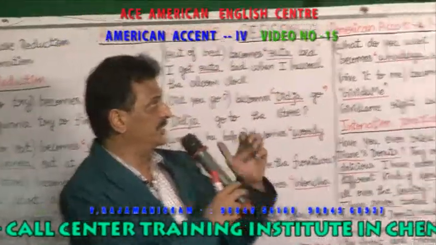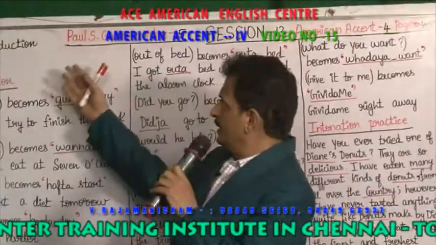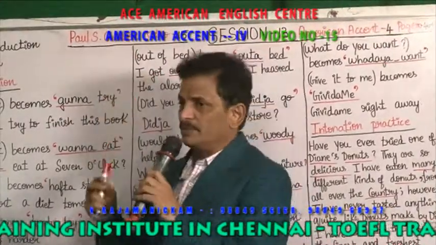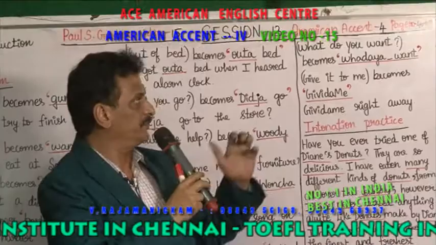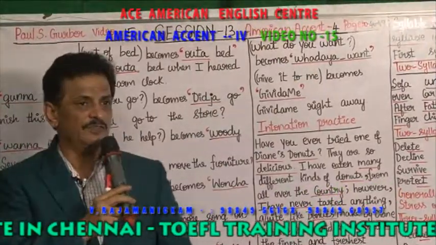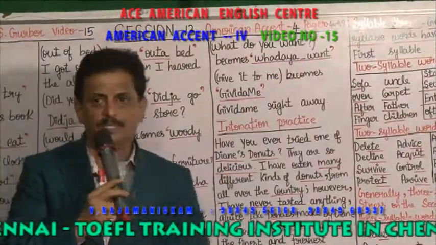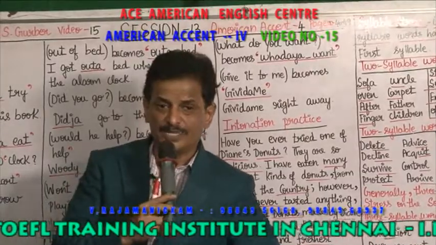Now what you come here is Paul Gruber, the writer, Paul S. Gruber. We have come here to video number 15. It is American Accent 4. We have come here to page number 46 to 49.